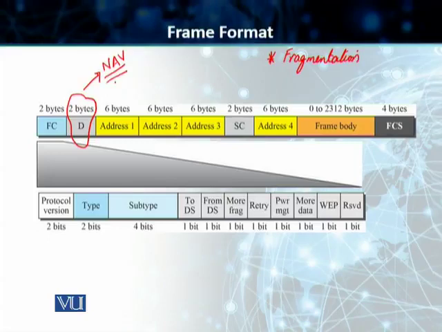So then you have got 4 address fields, each of 6 bytes long. And in this particular field, we add some addresses. We'll talk about that, to DS and from DS.